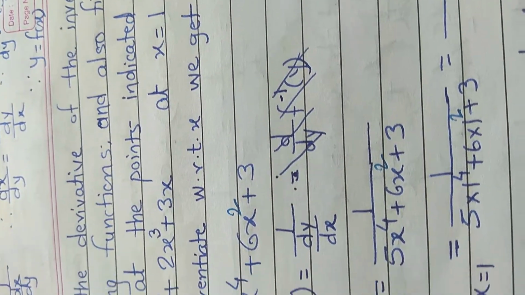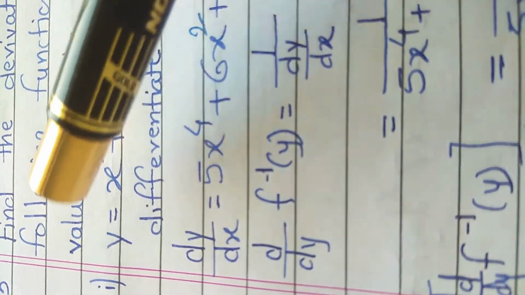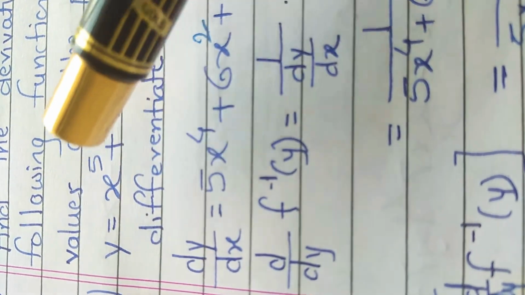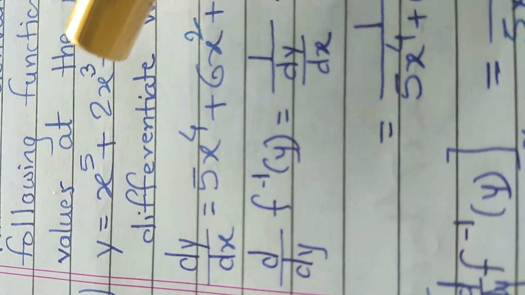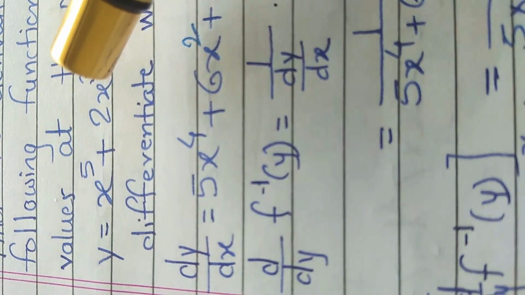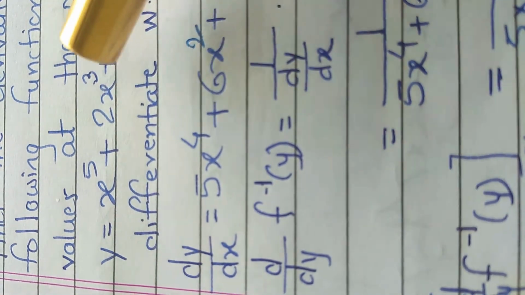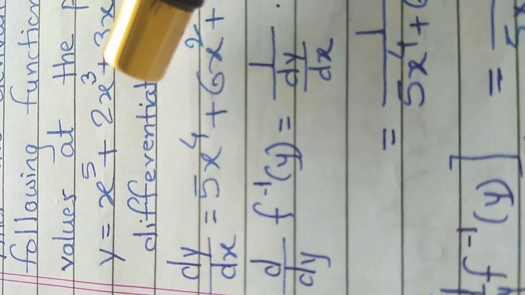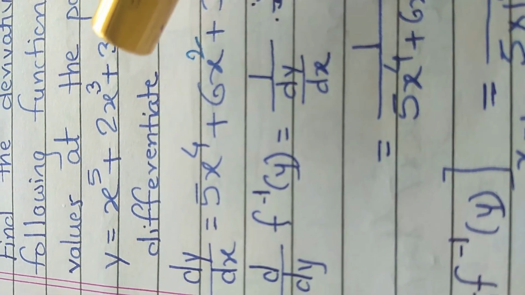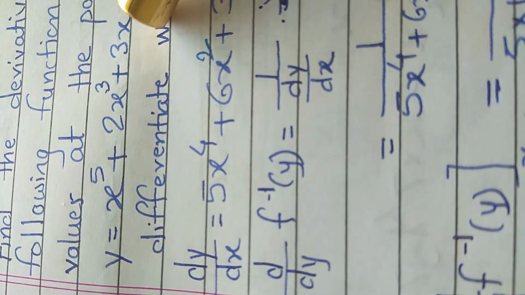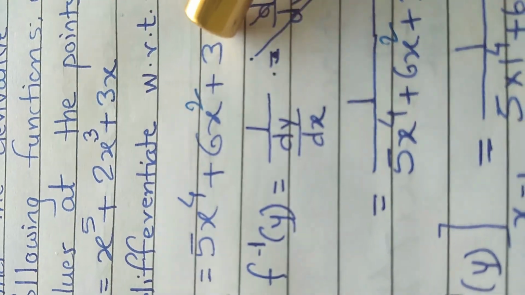Differentiating with respect to x, we get dy by dx equal to, this power 5 will come down and power 5 will get decreased by 4. Therefore, derivative of x raised to 5 is 5x raised to 4. This 2 constant as it is, this power 3 will come down, that gets multiplied with this 2, it will become 6 and power will get decreased by 1. Therefore, derivative of 2x cube is 6x square. This 3 along with a variable, that is constant along with a variable, is as it is, and derivative of this variable x is 1.